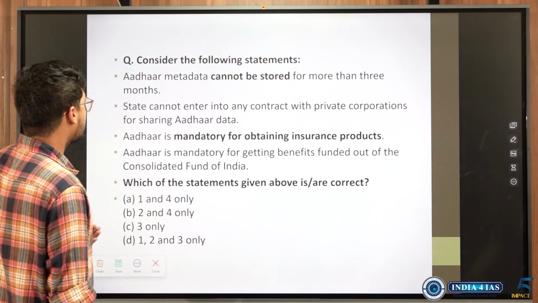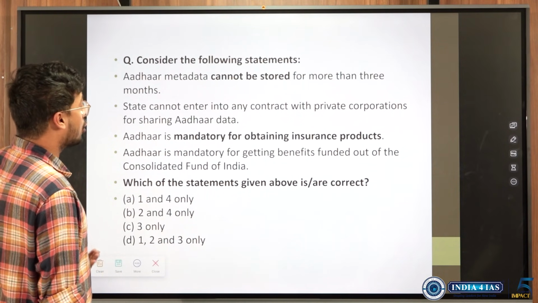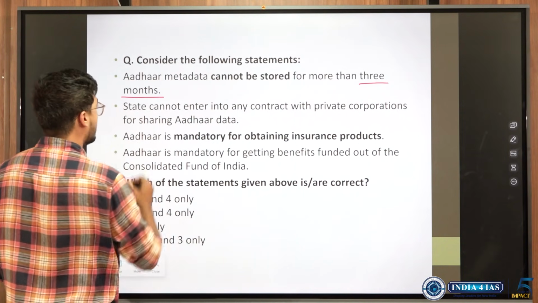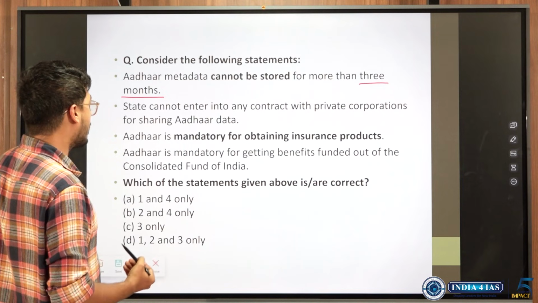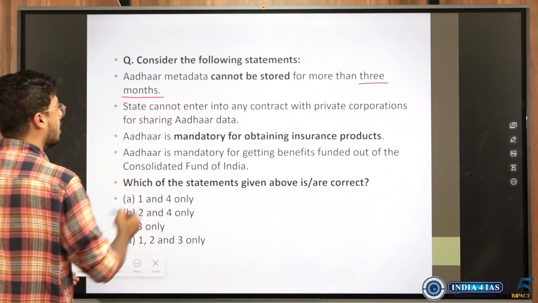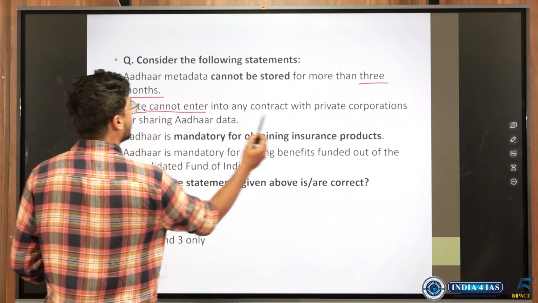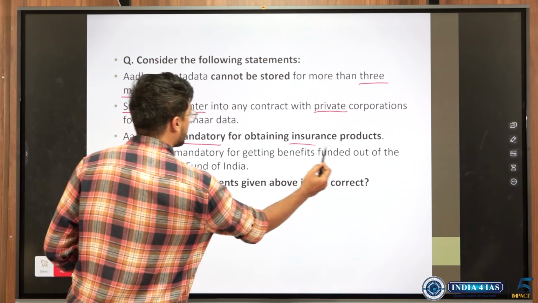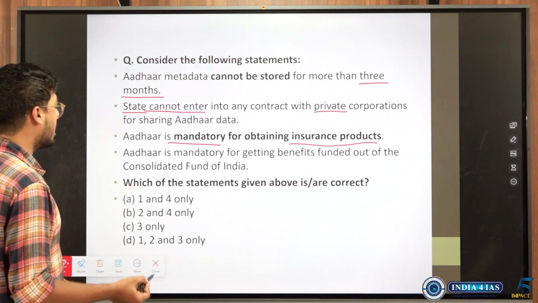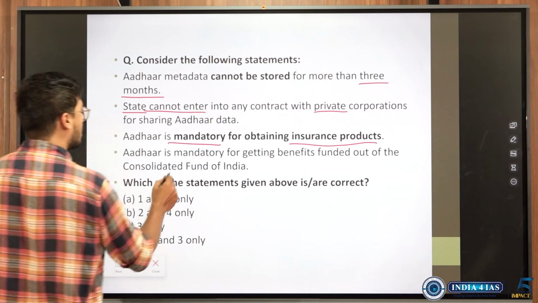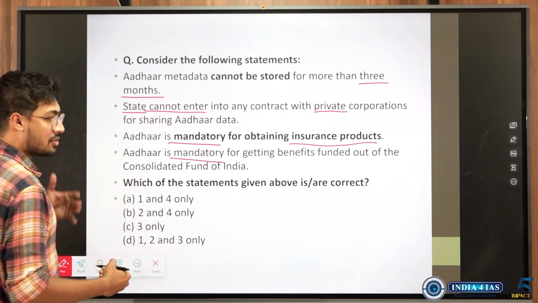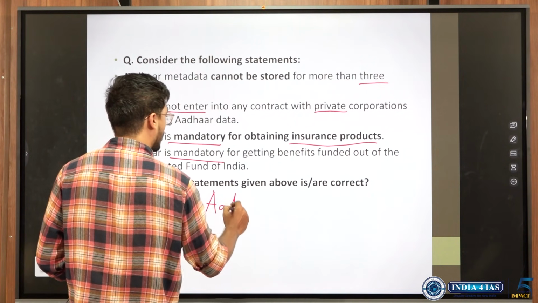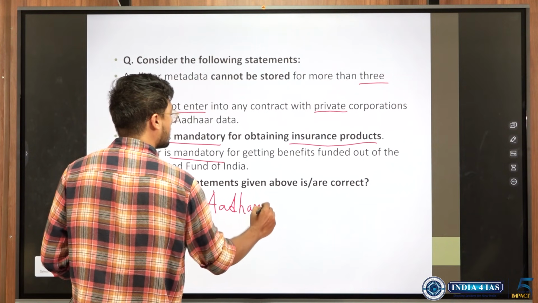Look at the next statement. Consider the following statements. Aadhaar metadata cannot be stored for more than 3 months. State cannot enter into a contract with private corporations for sharing Aadhaar data. Aadhaar is mandatory for obtaining insurance products. Aadhaar is mandatory for getting benefits out of Consolidated Fund of India. So all these provisions and this question has been picked from Aadhaar Act of 2016.